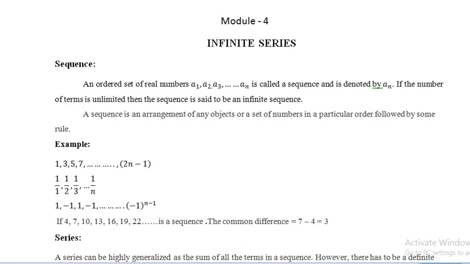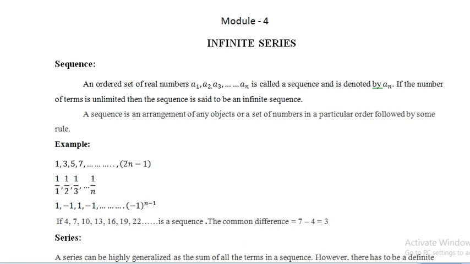For example, 1, 3, 5, 7, etc. We have arranged these numbers in order such that the common difference between 1 and 3 is 2, the difference between 3 and 5 is 2, and between 5 and 7 is also 2. So the difference between two numbers is 2, 2, 2. It follows some rule, so it is called a sequence.